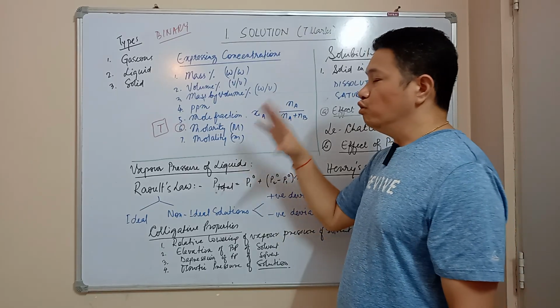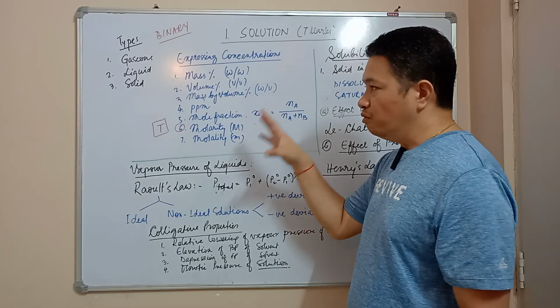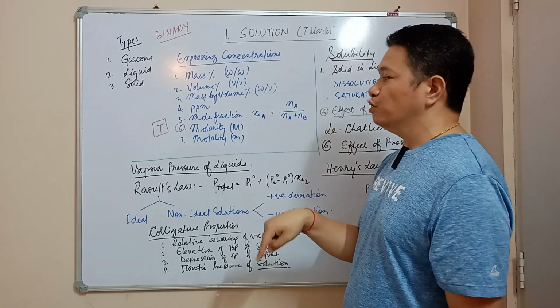Then molarity is the number of moles of solute present in 1 liter of solution. Molality is the number of moles of solute present in 1 kg of the solvent.